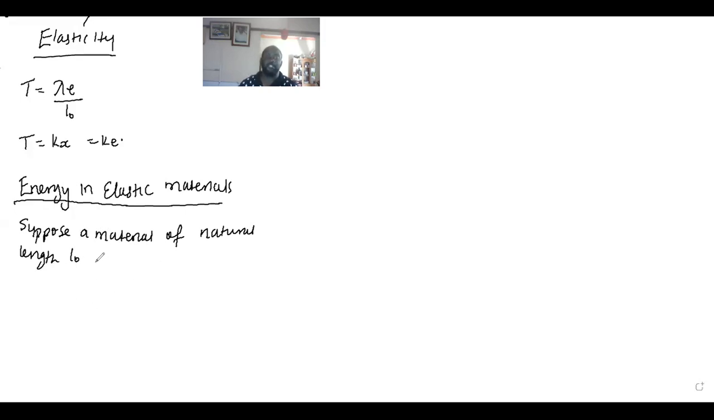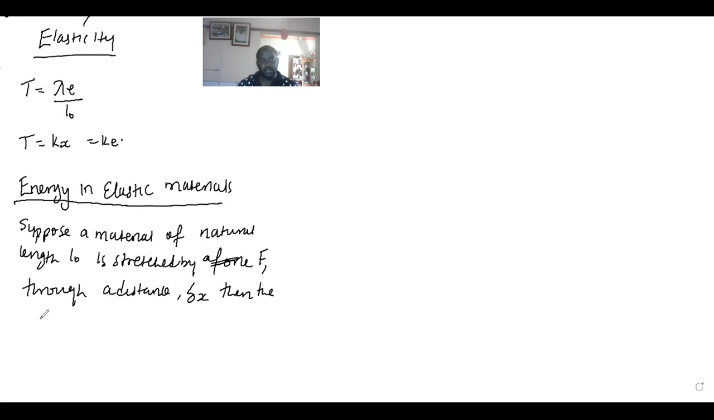Suppose a material of natural length L naught is stretched by a force F through a distance delta x, or small change in x. Then the work done in stretching the material can be got from the small change in work done, which is equal to force times the small change in the distance you've covered, x.